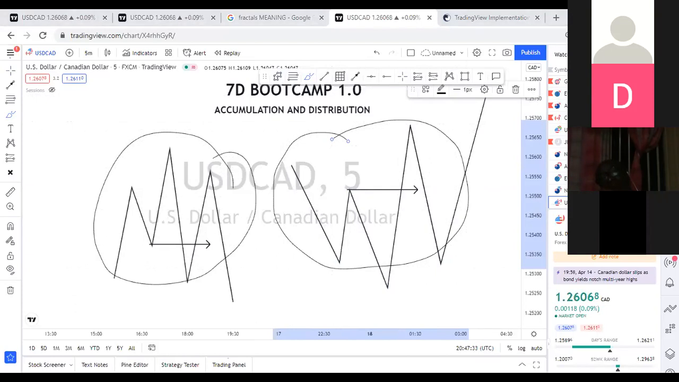Okay. All right. So this is what we call both an accumulation and what? A distribution.